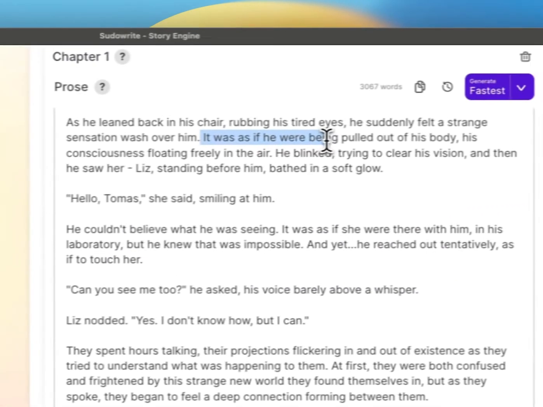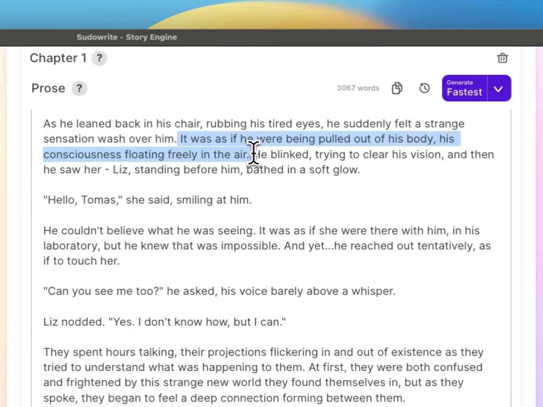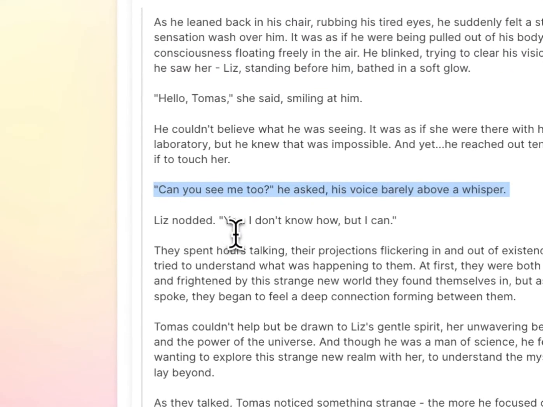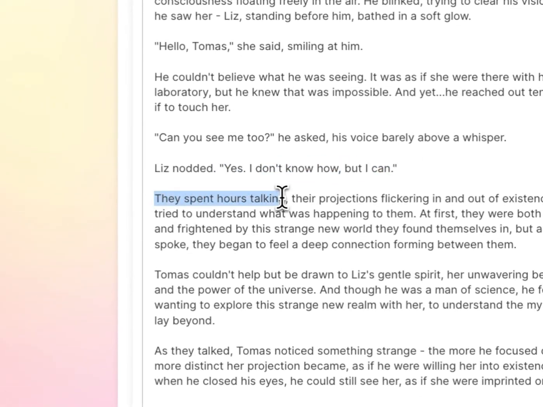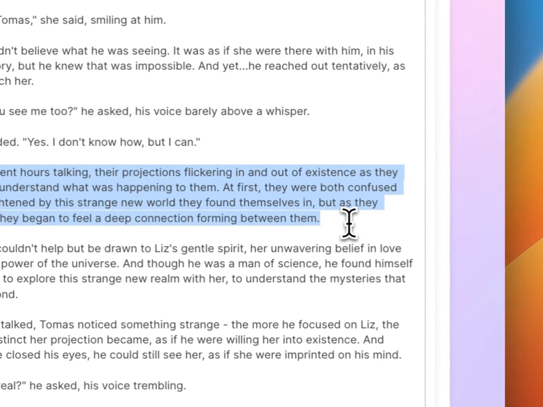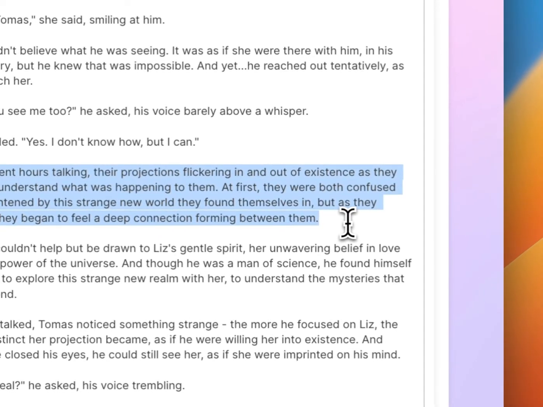He couldn't believe what he was seeing. It was as if he were being pulled off his body, his consciousness floating freely into the air. He blinked, trying to clear his vision. Can you see me too? Liz nodded. Yes, I don't know how, but I can. They spent hours talking, the projections flickering in and out of existence, as they tried to understand what was happening to them.